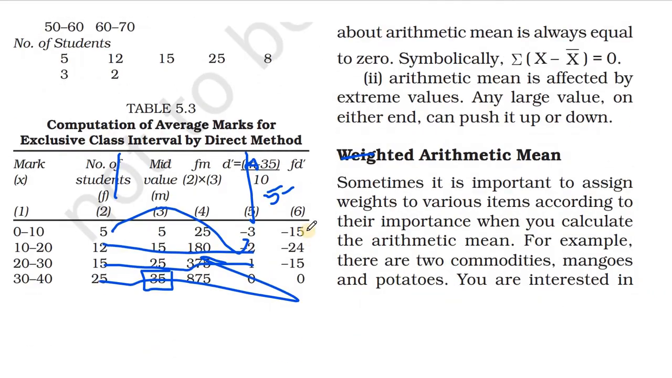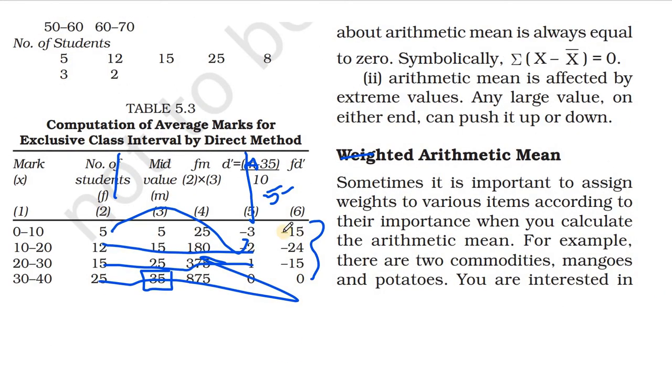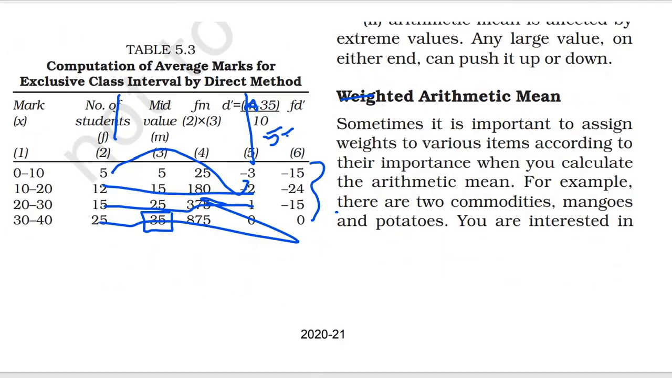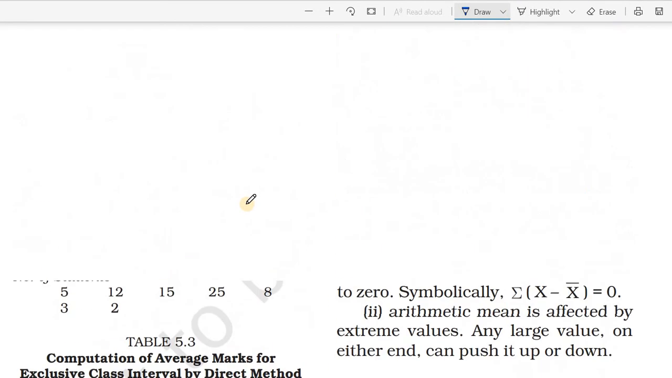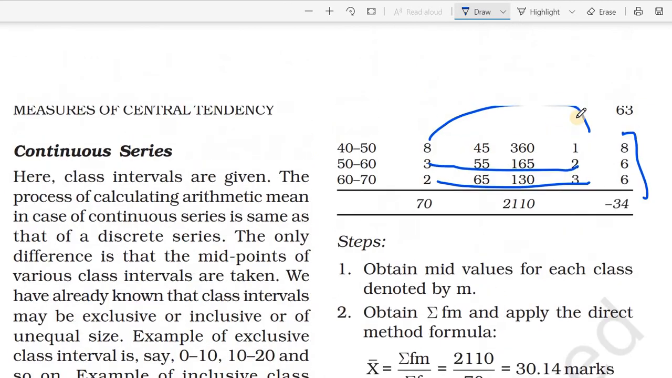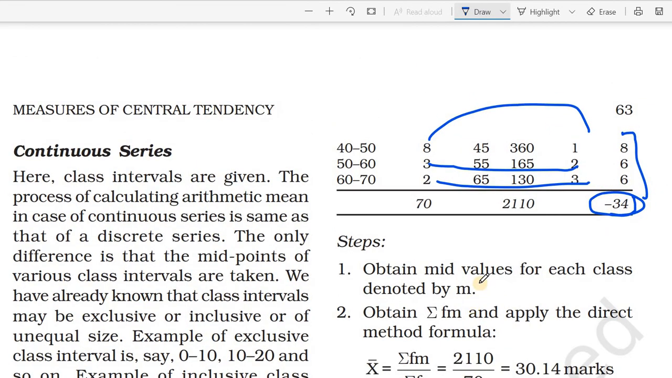All these values. First we need to add these minus values, minus 15, minus 24, minus 15. We need to add. Then we got the answer. We take the total, minus 34.